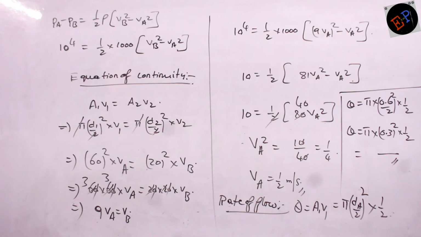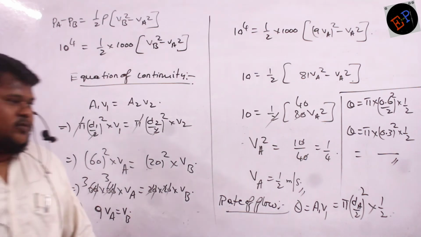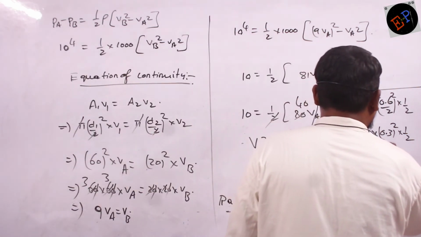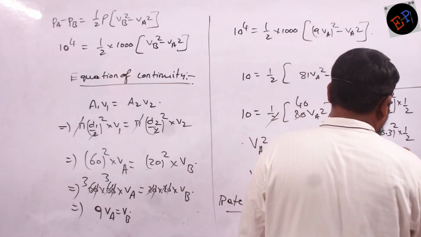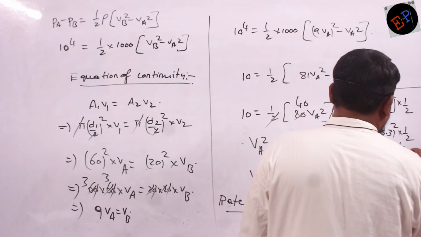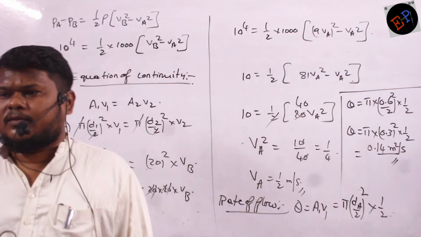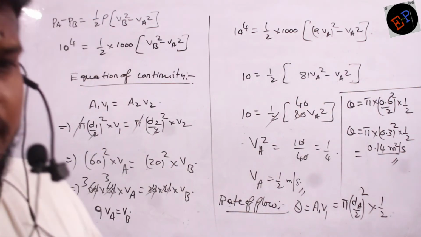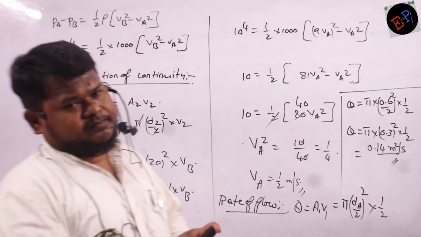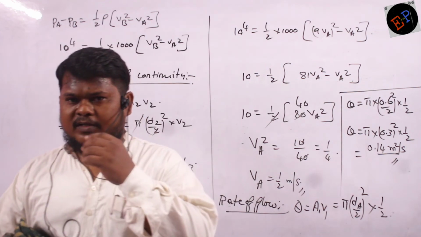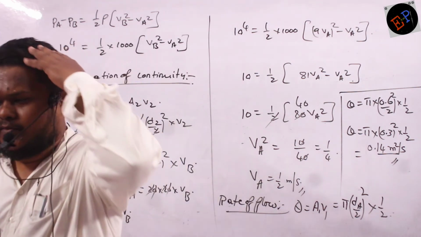So have you understood how we have calculated? It is approximately 0.14 meter cube per second. That is how we do the calculation. So what are the two equations we have used here? One is Bernoulli's theorem, and another one is the equation of continuity. Those two equations we have used.